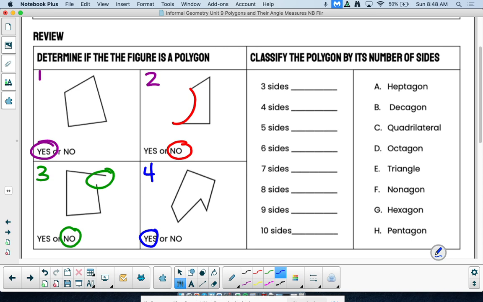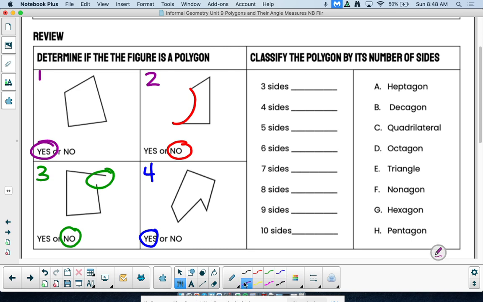Perfect. Okay. Now, the next little bit here is classifying the polygon by its number of sides. So I'm going to give you a second, see if you can match these for us, and then we'll see how you do, okay? So put whatever letter corresponds to the number of sides. I'm hoping that was an easy task for you, so now I'm going to go through them quick.